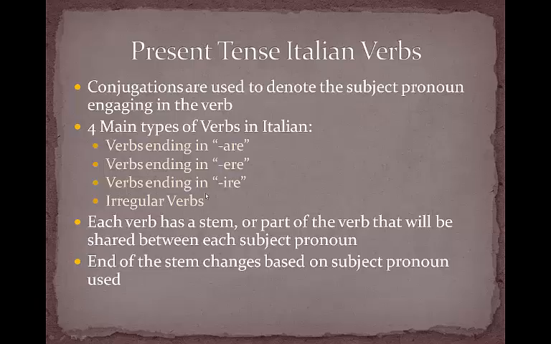But what's nice about these ones here is once you know how to do one of them, you can just look at a verb that ends in are, and you can conjugate it like all the other ones that end in are, except the irregulars. Same with these two.